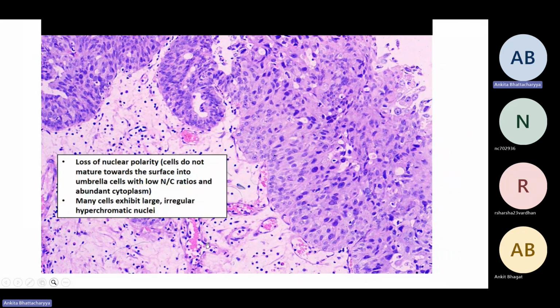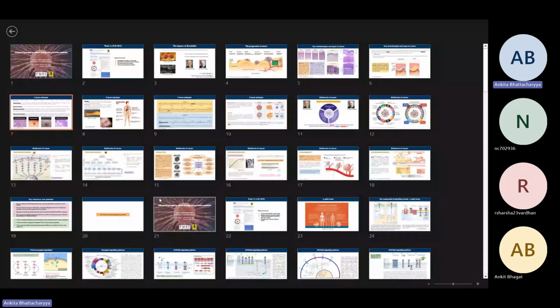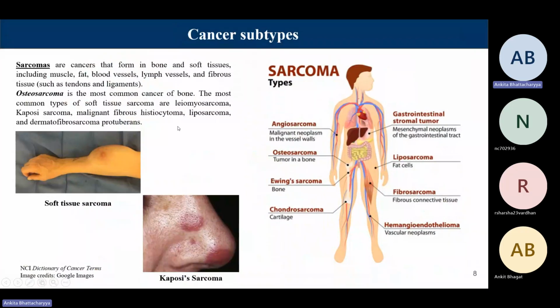So cells lose their nuclear polarity. They exhibit large, irregular, very hyperchromatic, as in very darkly stained nuclei as well, making them very characteristic of TCCs or transitional cell carcinomas. Then we understood the meaning of sarcomas, which form in the soft tissues and bones. Muscles, fat, blood vessels, lymph vessels, all of these are under the purview of sarcomas itself. Then we understood examples of osteosarcoma as the most common bone cancer.